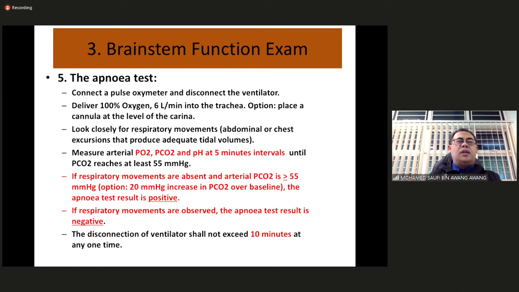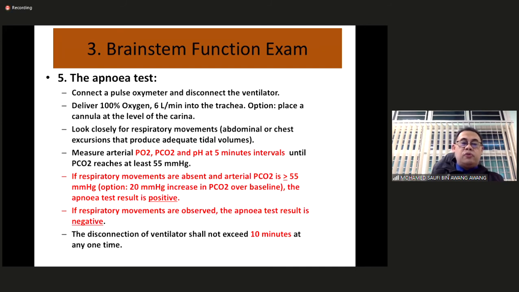Because in a live person like me and you, we will inhale the oxygen, but we will exhale the PCO2. In a person who is not breathing, neither is the PO2 coming in, and the PCO2 will start to accumulate inside the blood, because it's not being exhaled out.